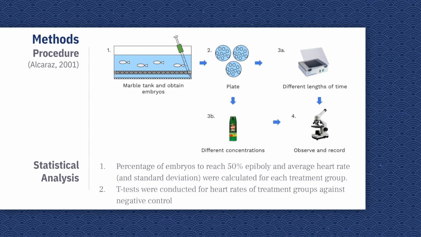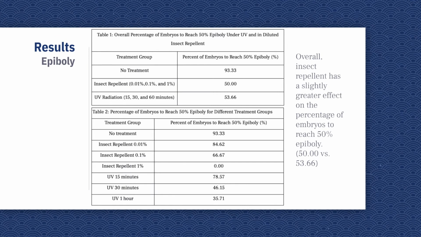The next day, embryos were checked for epiboly, and the day after that, heart rates were taken. T-tests were calculated between each experimental group's heart rates and the negative control of no treatment. These tables show percentages of embryos to reach 50% epiboly in different treatment groups and at different intensities. Data was collected 24 hours into development.